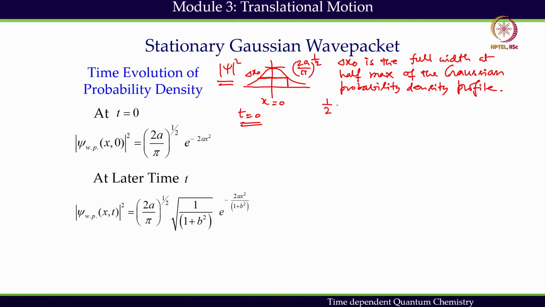And if it is so, then I can find out this a value, because by definition it is going to be half of its maximum value, that is (2a by pi) to the power half, and it occurs when x equals delta x naught by 2. So I get e to the power minus 2a delta x naught square by 4.